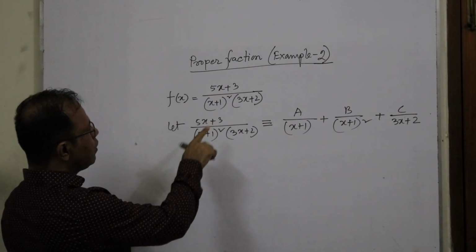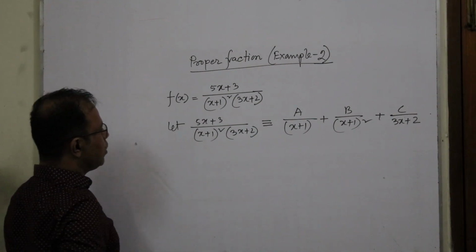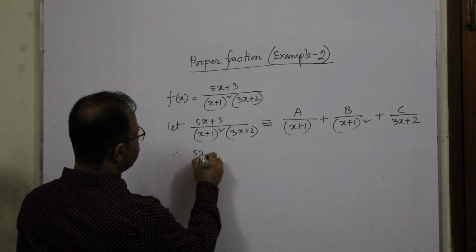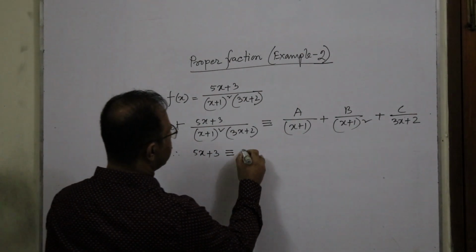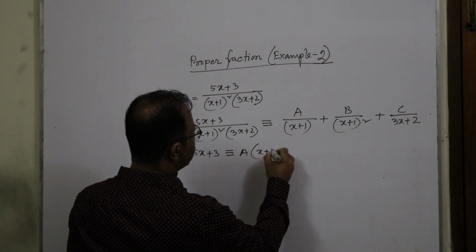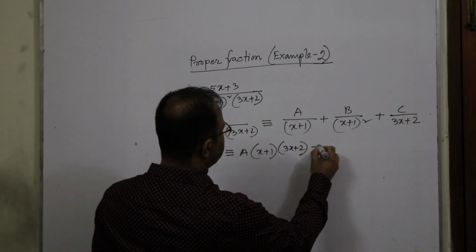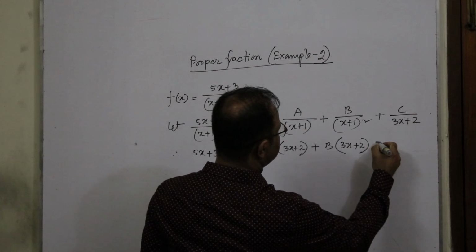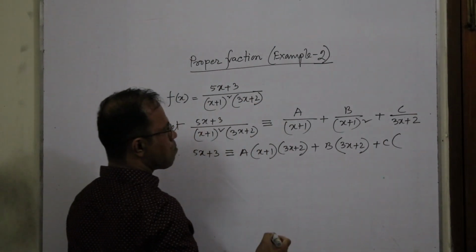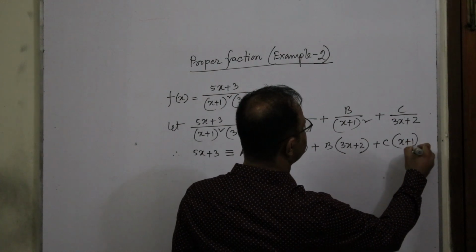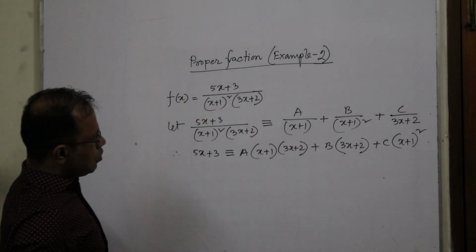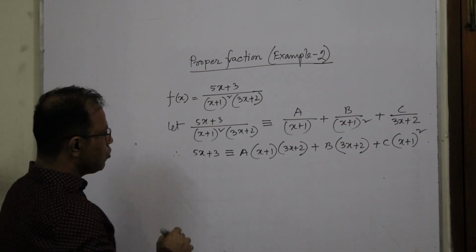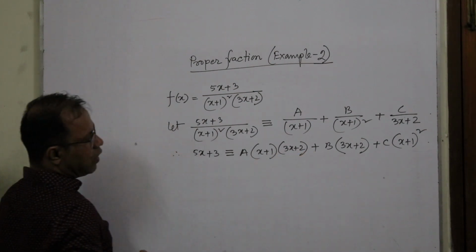As usual, we multiply the whole thing by the denominator, x plus 1 whole square times 3x plus 2. Therefore, this becomes 5x plus 3 identically equal to a times x plus 1 times 3x plus 2 plus b times 3x plus 2 plus c times x plus 1 whole square. So this is the identity, and as we know, identities are true for all values, so we can put any value for finding a, b and c.